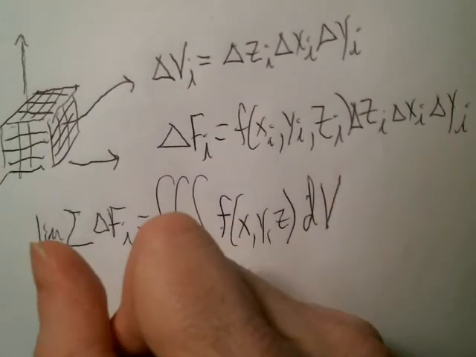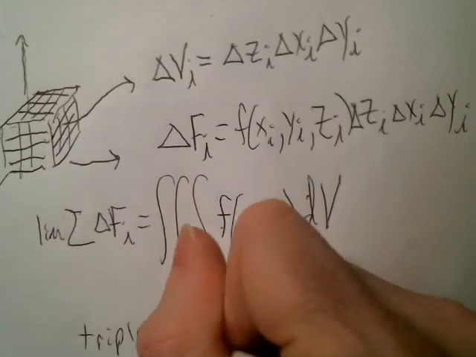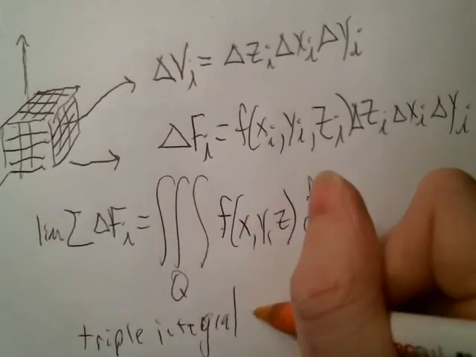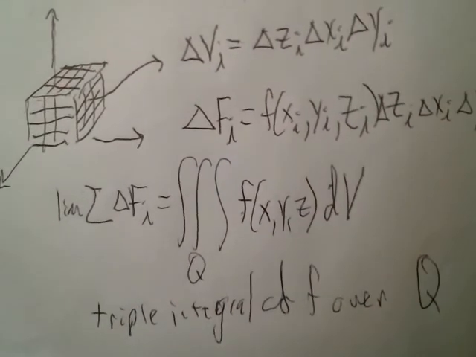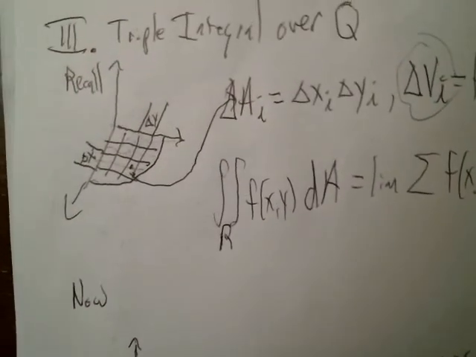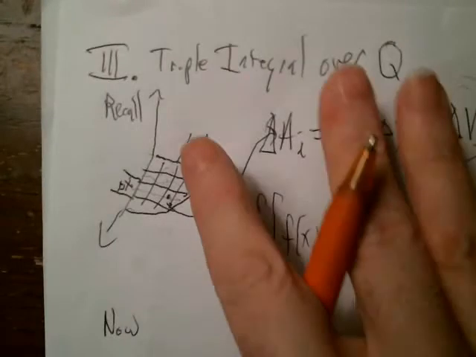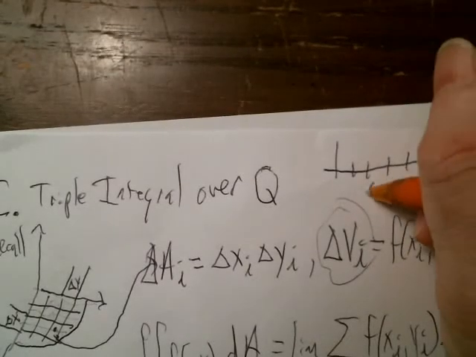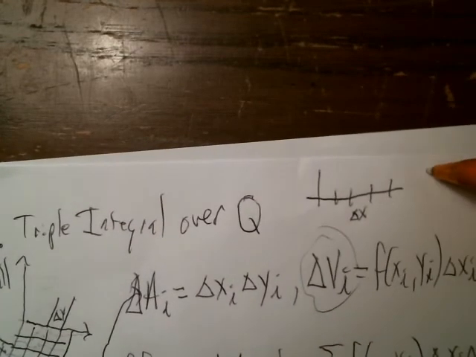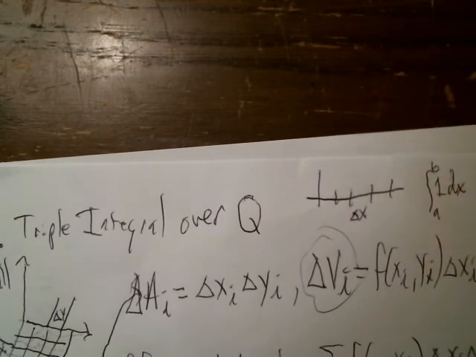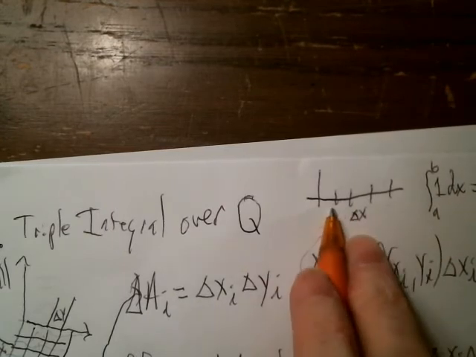Okay? And we call this the triple integral of f over Q. It's just a higher dimensional case of what you've already been doing. In one dimension, your little changes in width are just on the x-axis, so you would have a change in x here, and if all you're doing is integrating 1 dx from a to b, what you get is a length on the number line.